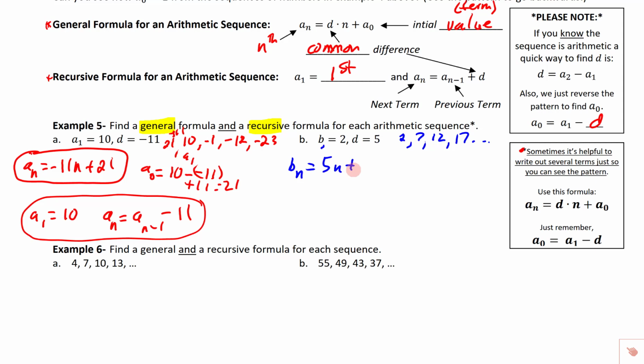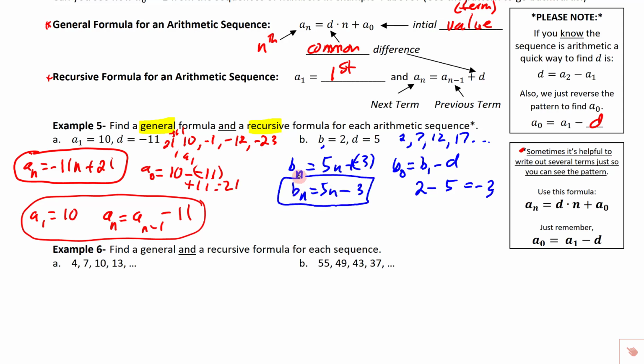So we can find that two ways. I'm going to use the formula first right here. So I'm going to do b sub 0, or b naught, is equal to the first one minus the common difference. So that's going to be 2 minus 5. That's going to end up being a negative 3. So I'm going to add a negative 3, which is going to turn into just a minus 3. So I'm just going to write b sub n is equal to, and I'll put parentheses around that. So that's going to be 5n minus 3. So I'm going to go ahead and circle this right here. There's the nth term formula.